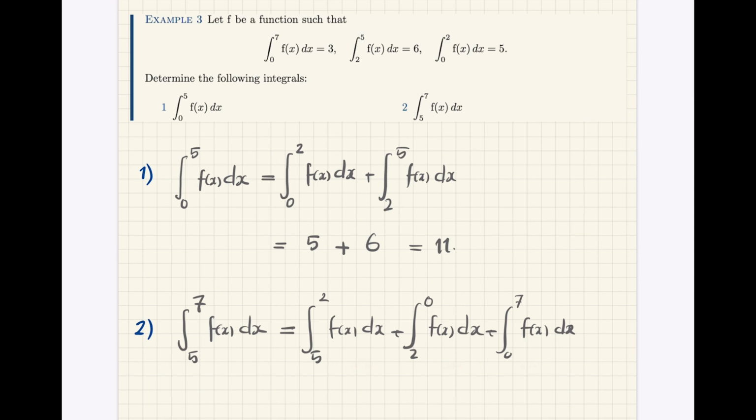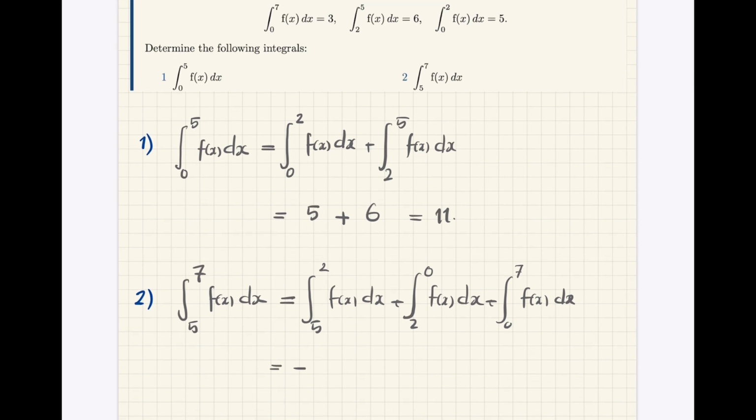But then this is not a problem that 2 is up and 5 is down, because I have another rule. Do you remember the second one? I can write a negative sign here, and then I can interchange these two. So this becomes 2 to 5 f of x dx. Okay, and then for the next one I do the same thing. I put a negative sign and I interchange these two.